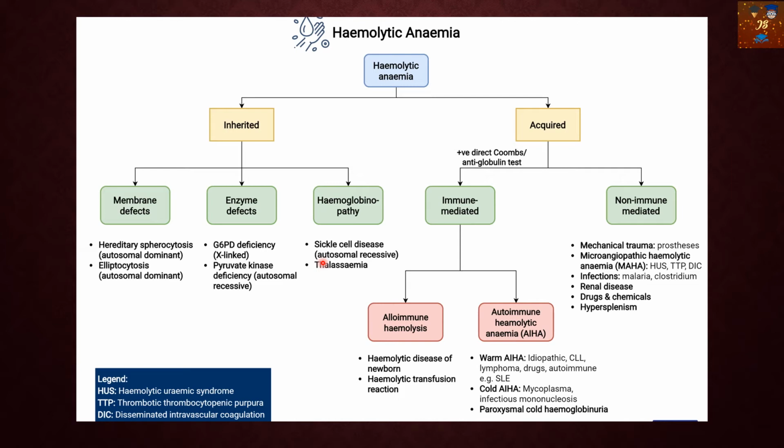So, hemolytic anemia and its classification: for the inherited hemolytic anemia, there are 3 types, and different causes are there. They are membrane defects, which is called membranopathy, enzyme defects, which is called enzymopathy, and hemoglobin defects, which is called hemoglobinopathy. Now, regarding the acquired disorder, which is immune mediated and non-immune mediated.